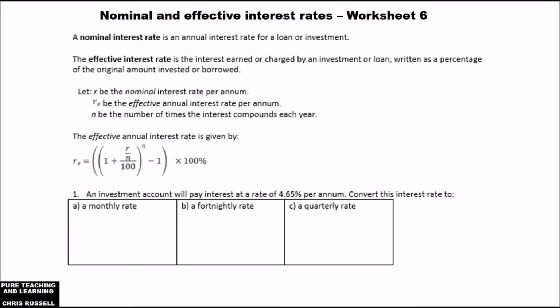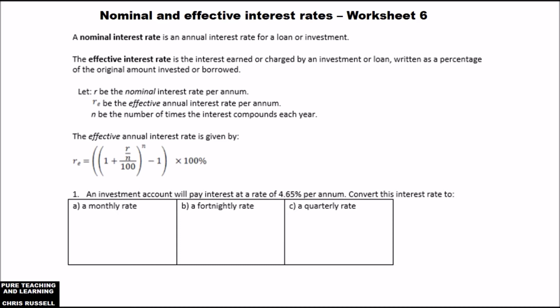So as you can see with the formula below, you can work out the effective annual interest rate, where R is the nominal interest rate per annum, R subscript E is the effective annual interest rate per annum, and N is the number of times the interest compounds each year. So in the first question, we are going to be doing the following.